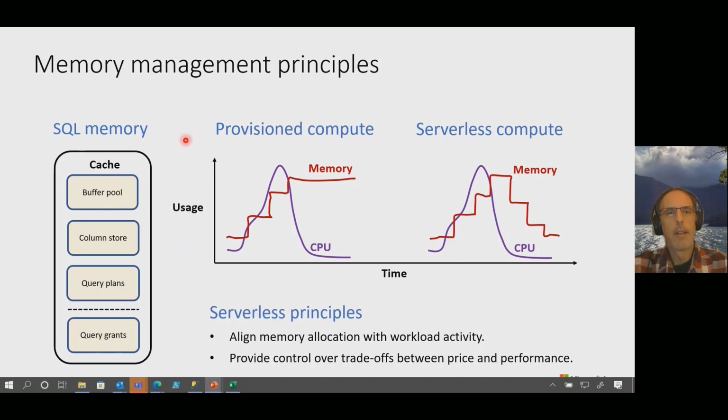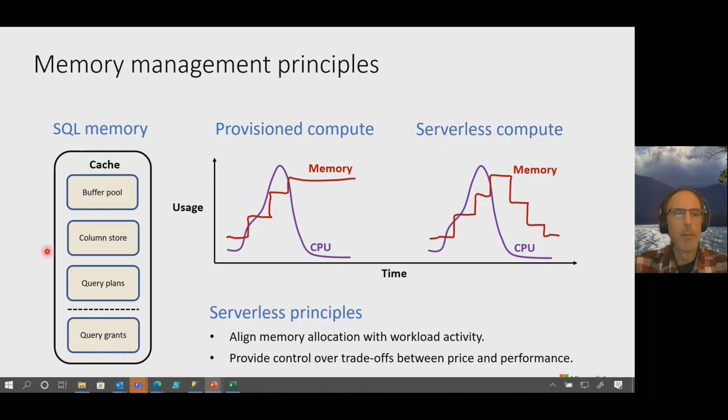It's useful to understand memory management in serverless, not just for performance reasons, but also because memory is billed in addition to CPU. So in SQL, there are various kinds of cache. The more prominent caches are listed here. You can think of buffer pool and column store as the in-memory caches that hold data pages. The query plan cache is also a large consumer of memory and is where precompiled plans reside that facilitate faster query execution speed.